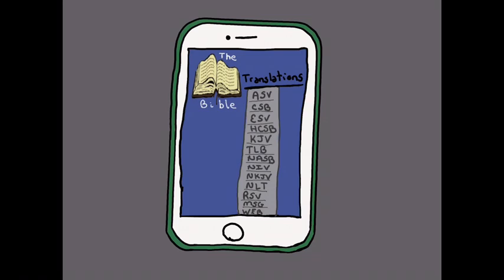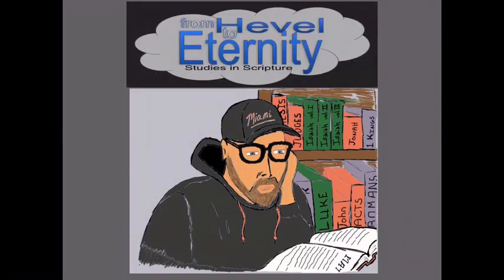Overall, don't be intimidated by all the different translations you see. Find a faithful one that is readable for you, trust that translation, and dive into God's Word.